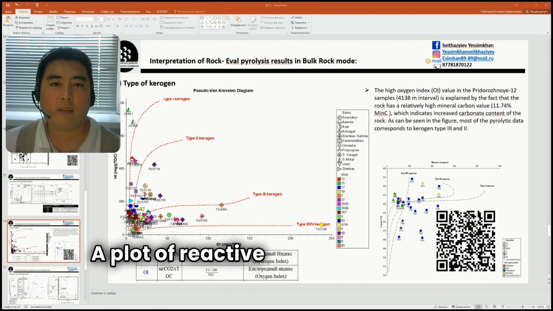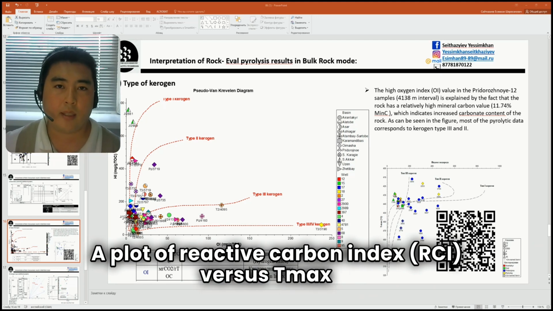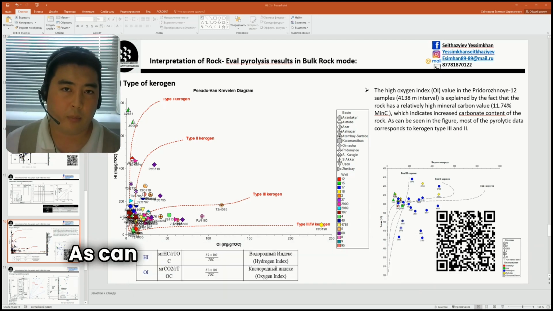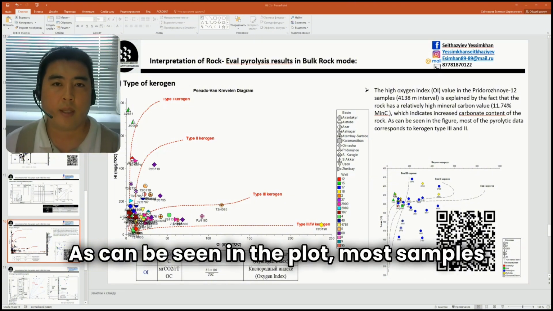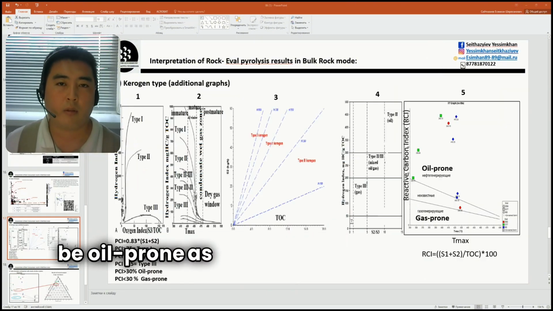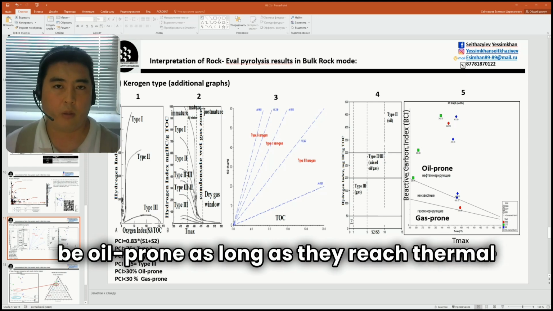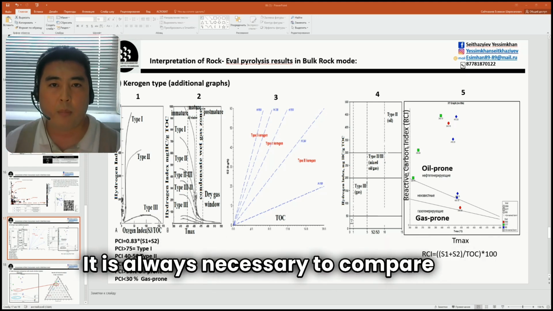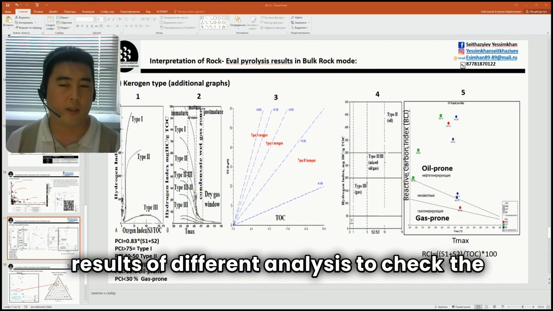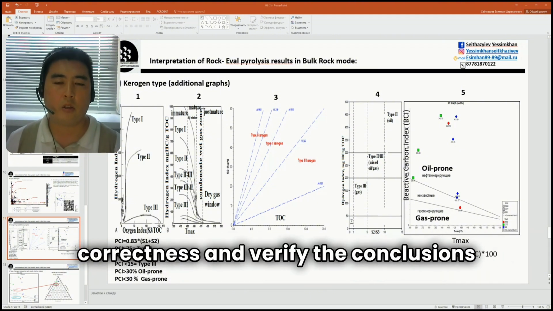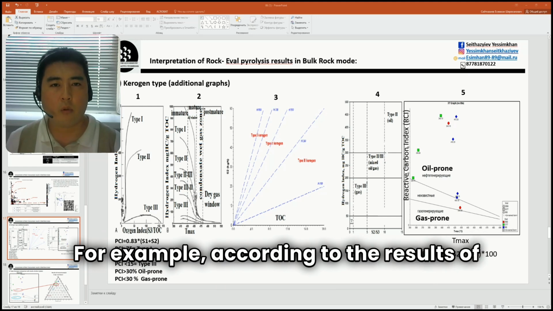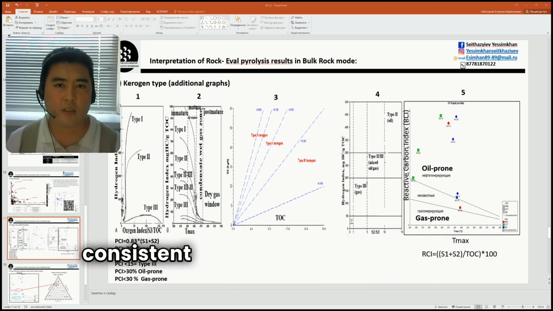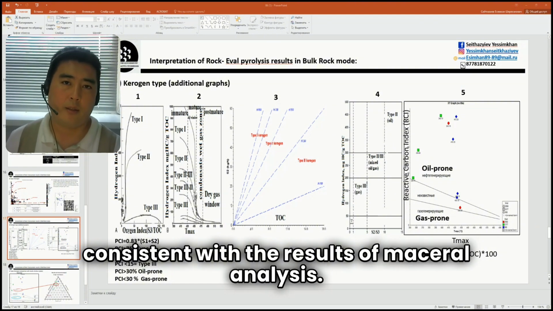A plot of hydrogen index versus Tmax is also used to determine the type of hydrocarbons generated. As can be seen in the plot, most samples can be oil-prone as long as they reach thermal maturity. It is always necessary to compare the results of different analyses to check the correctness and verify the conclusions obtained. For example, according to the results of Rock-Eval, 3 samples are shown to be oil-prone, which is also consistent with the results of mass-well analysis.